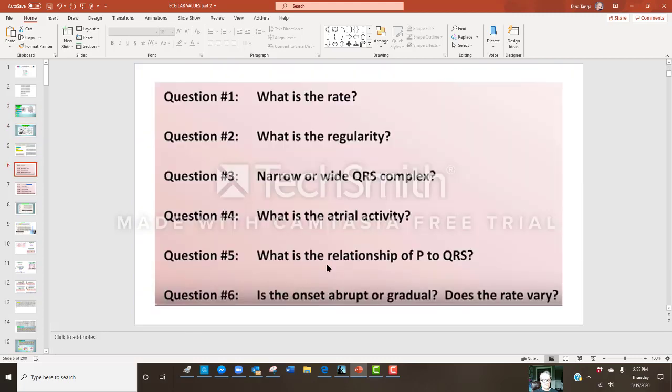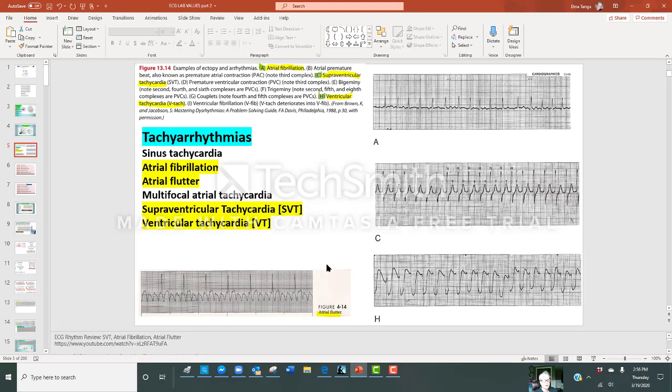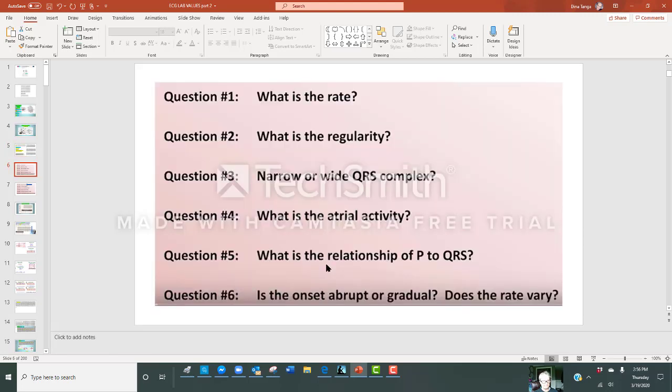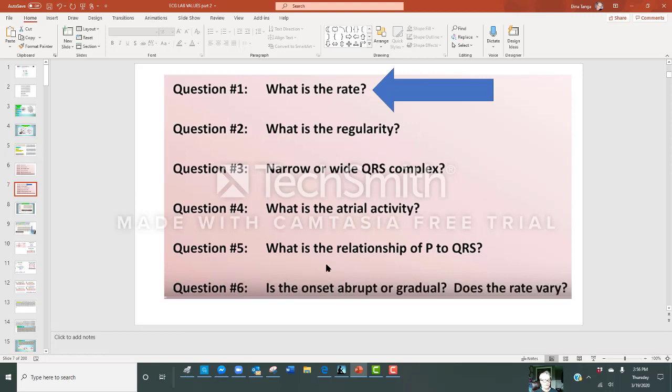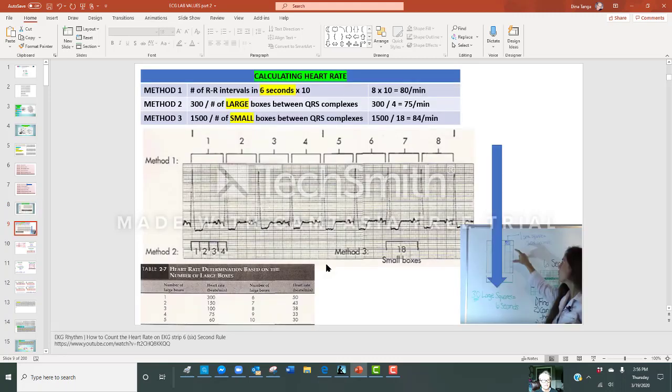So we're going to pick up where we ended off, which was, what is the rate? These are the 6 questions that you need to answer when you want to interpret an ECG strip. What is the rate? So we went over that. Heart rate determination can be done in one of 3 ways.